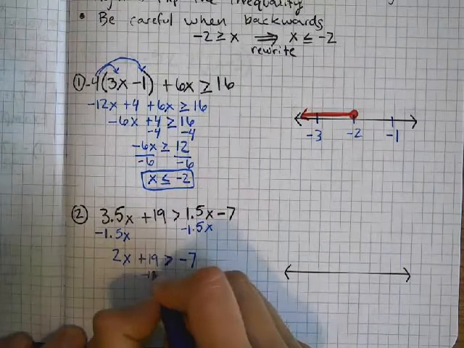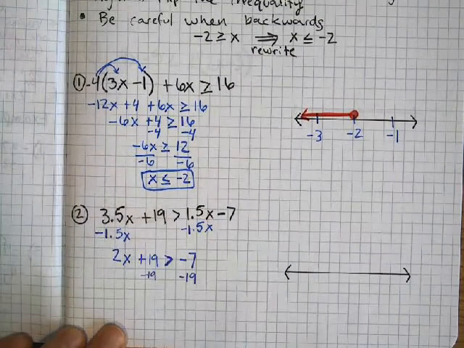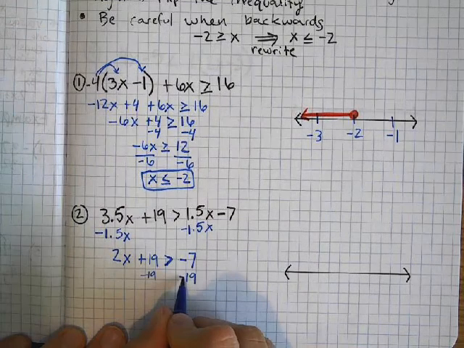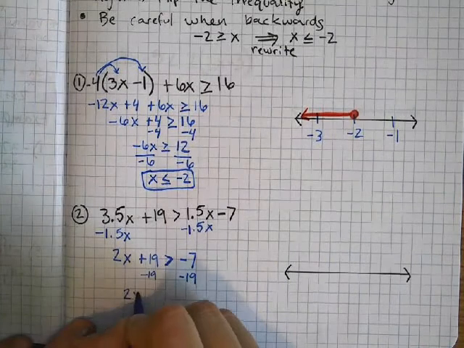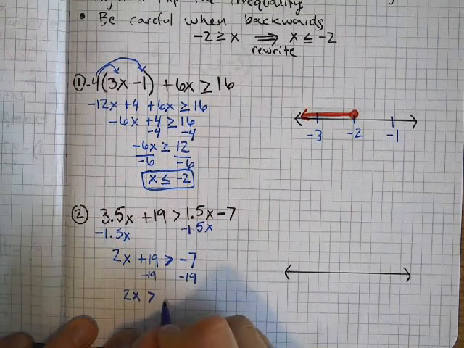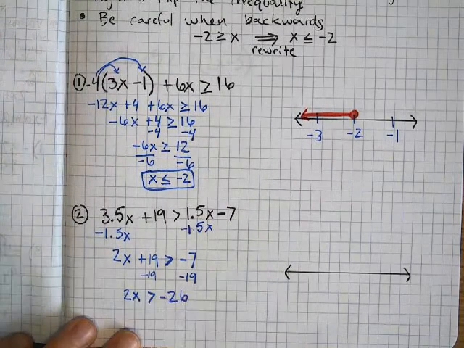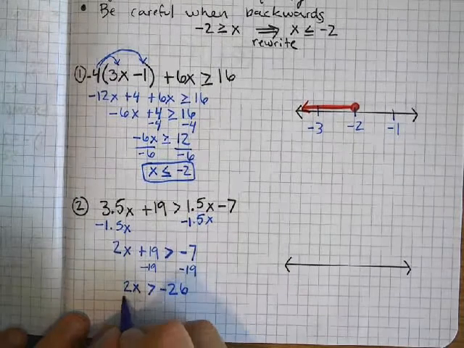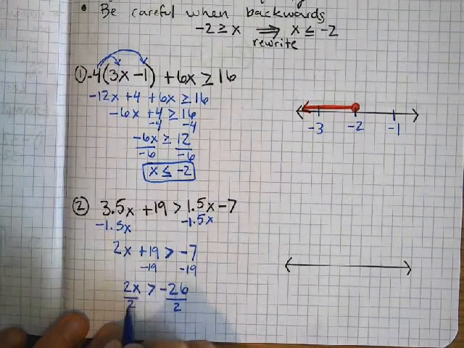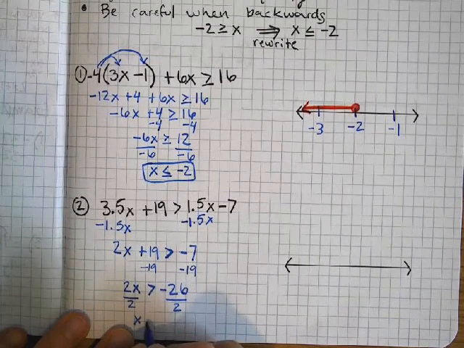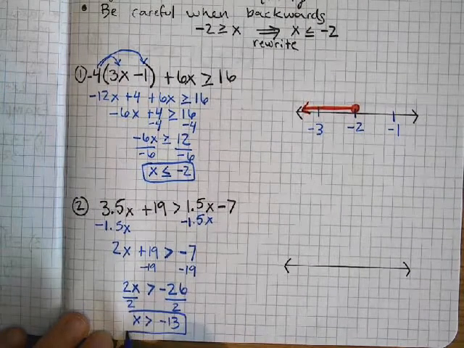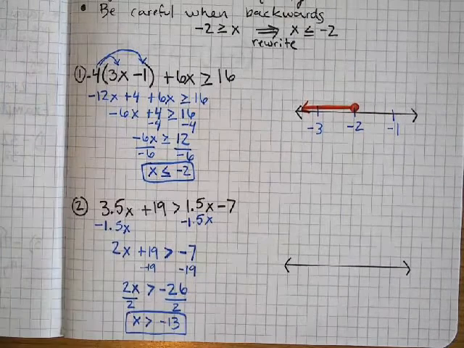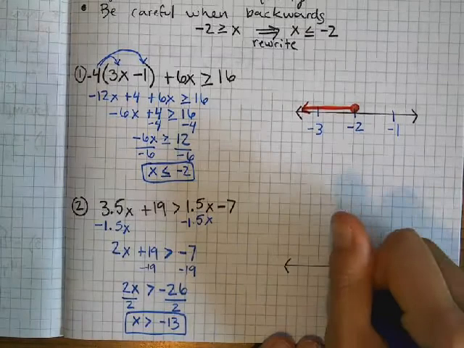Now I'm going to go ahead and subtract my 19. I'm not going to flip my sign here, even though this is a negative. It's only when you multiply or divide. And last but not least, let's go ahead and divide by 2. And since 2 is positive, we are not going to flip our sign. So we've got x is greater than -13.